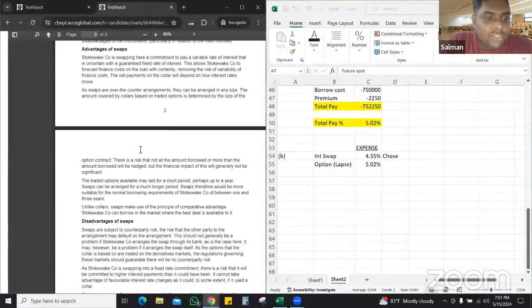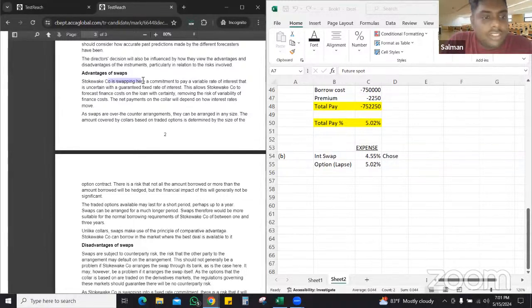Advantage of swaps. Stockwave company is swapping their commitment to pay a variable rate of interest that is uncertain with a guaranteed fixed rate of interest. As swaps are over-the-counter arrangements, they can be arranged in any size. We discussed: if you want 3.5 million, you can find a counterparty and hedge exactly that specific value. In futures options, the contract size is fixed.